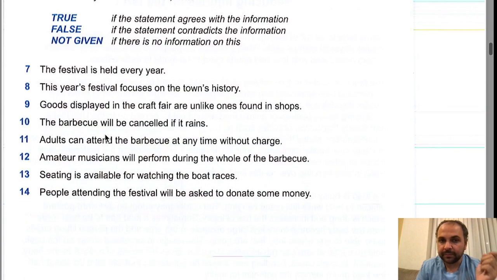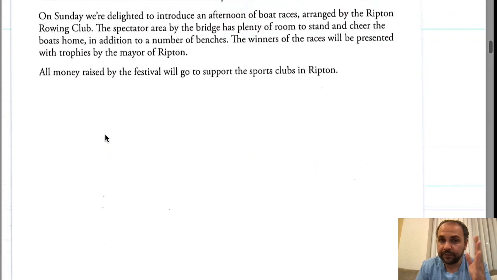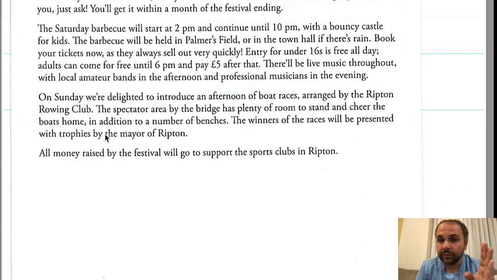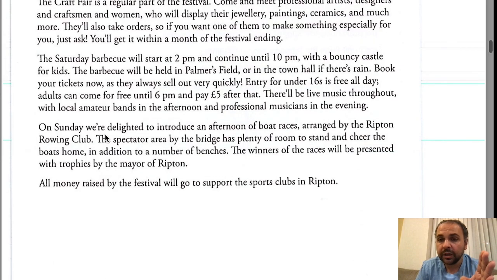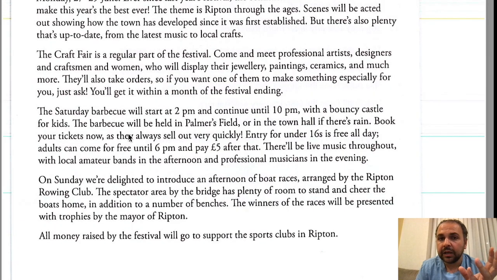And the last one, people attending the festival will be asked to donate some money. If you read the text, there's no information about donation, there's no information about any fees, other than this part where it says the adults need to pay after 6 p.m.